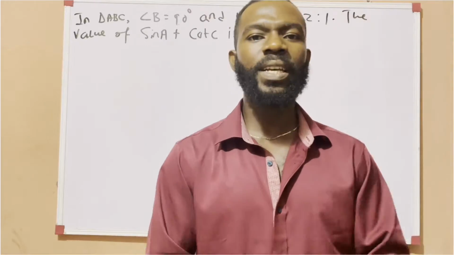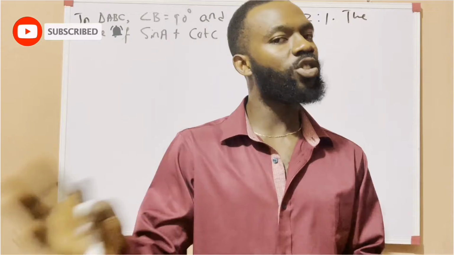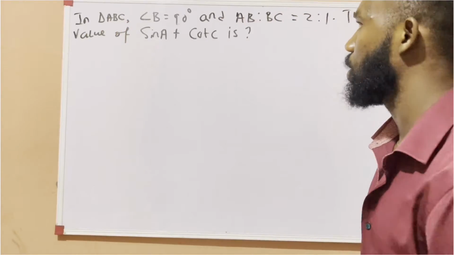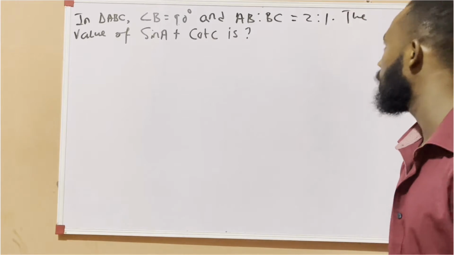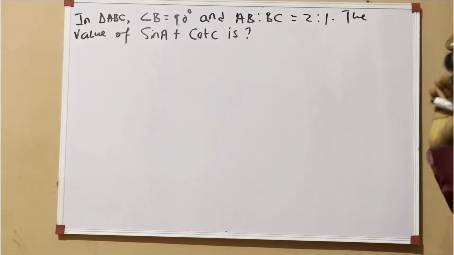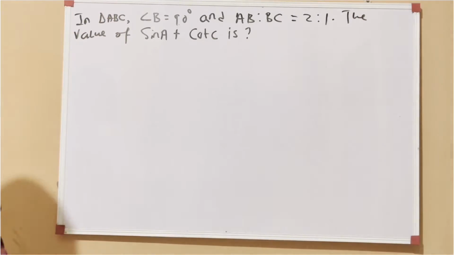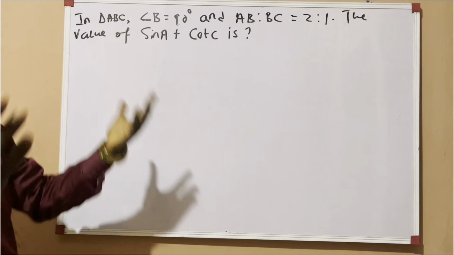It is your favorite presenter, Jeff Nino, and today I will be teaching a question on trigonometry. The question says in triangle ABC, angle B equals 90 degrees, and AB ratio BC equals 2 ratio 1. We were supposed to find the value of sine A plus cot C. Okay, let us begin the question by bringing out the triangle.